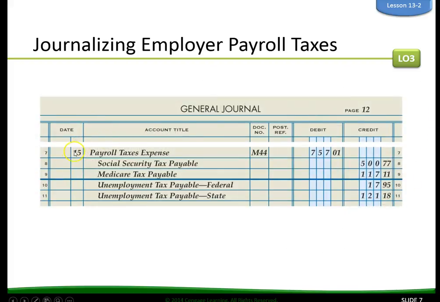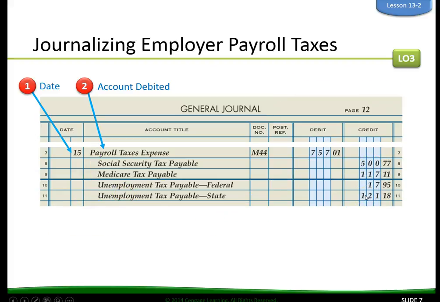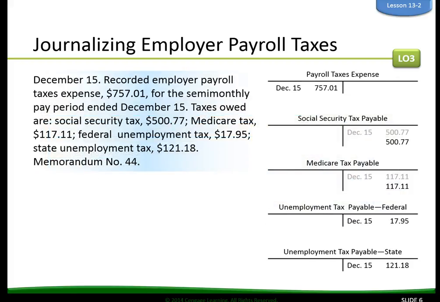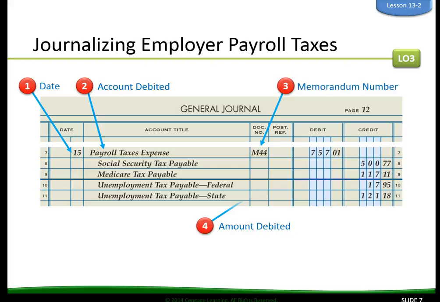Alright, so the date, payroll taxes expense, the memorandum, and it's a debit, $757.01. And then we need to list all of these. You need to remember these titles. We're going to keep using them. And these are all the numbers from the previous slide. I'm going to go back and show you the previous slide. There they all are. 500, 117, 17, 121. Go through these again.